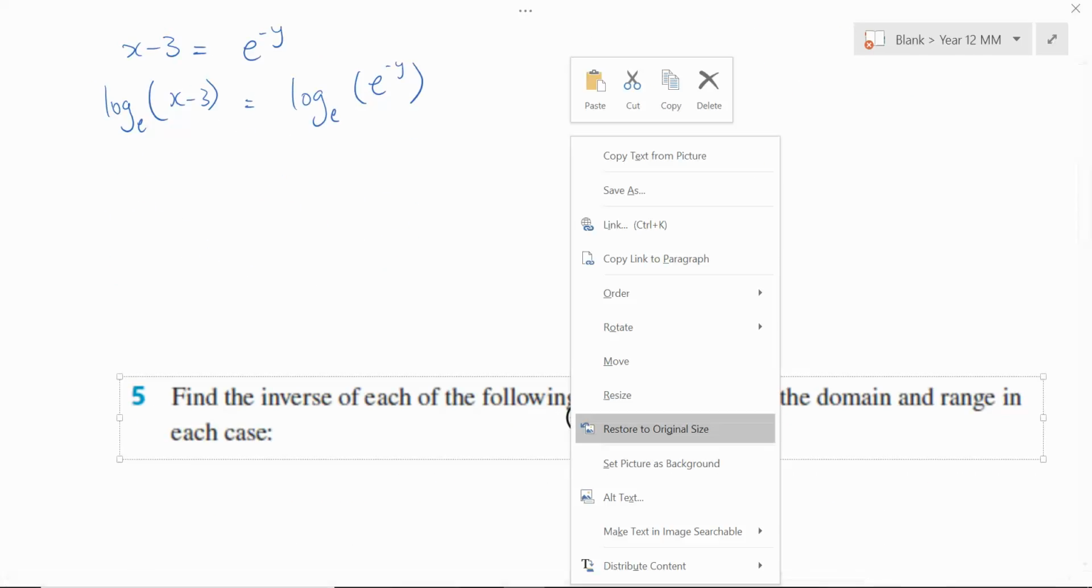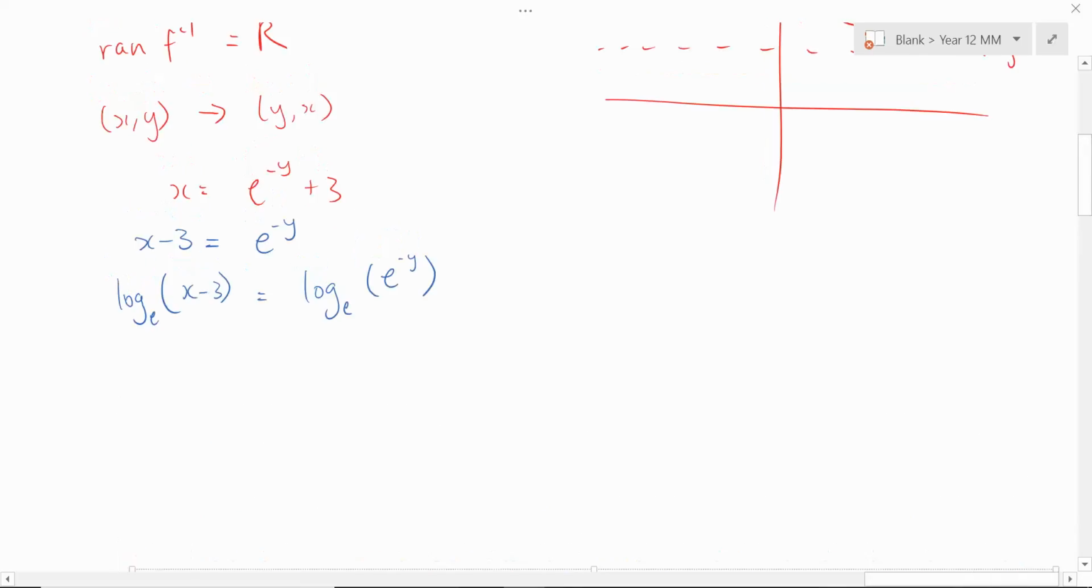So from here, we can now see that this is log e of e. We can cancel that out and the answer will be negative y. Remember, you can't just cancel these out if you have that times there. So here we go, log e of e will cancel out. We can say this is now negative y is equal to log e of x minus 3. Divide both sides by a negative. Y equals negative log e of x minus 3.